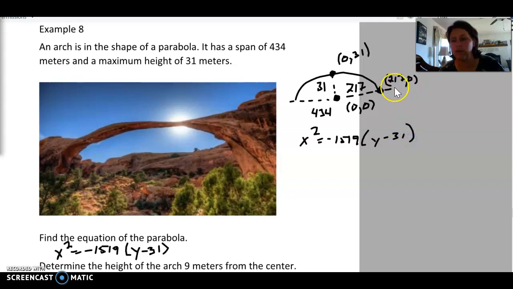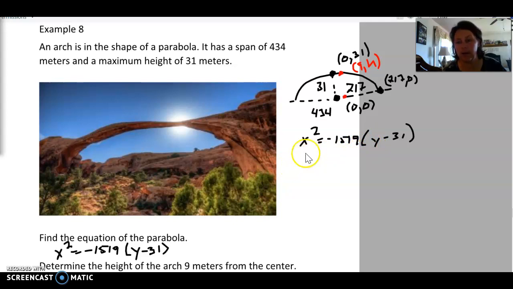We're good. We did the first part. Second part, let's do it in a different color. So determine the height of the arch 9 meters from the center. So now we're going to go over 9 meters from the center, and I want to know what this point is right here. Well, I know this point's x value is 9 because they told us to go over 9 units, but I do not know what the height is. Let's call that h. I don't know what the height is at 9. So we're going to plug 9 in for x, h in for y, and solve for h.